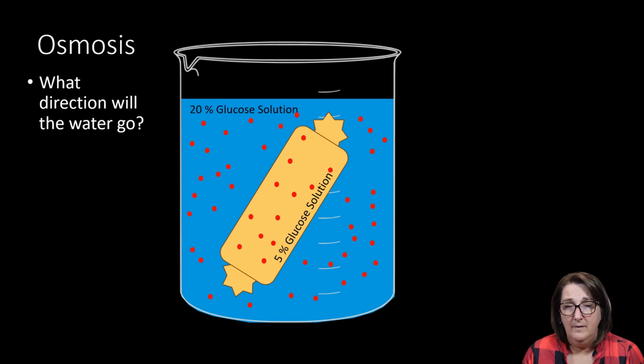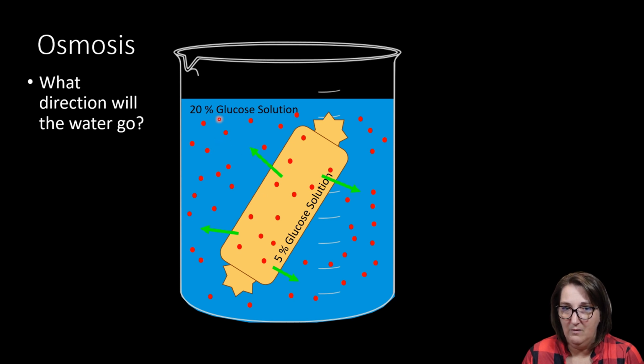Here I have another one. I have 20% glucose outside. I have 5% glucose inside. So again, it's going to go out of the bag. So now, why? Ask yourself, where do I have more water? I have more water inside the dialysis bag. I have less water outside.